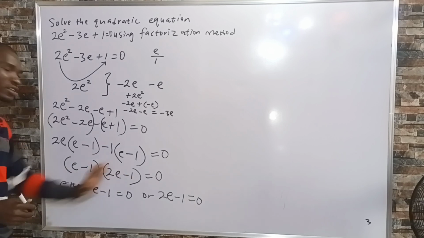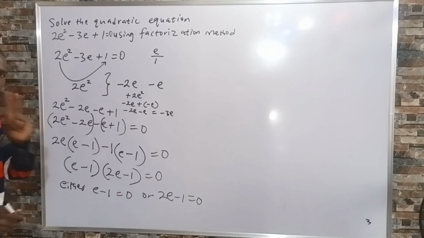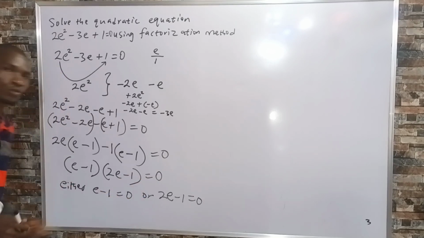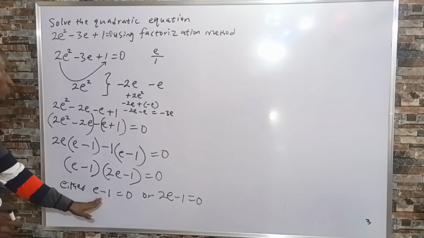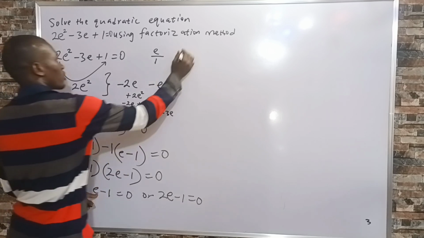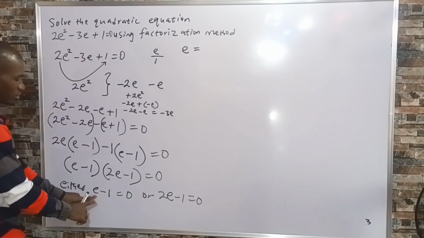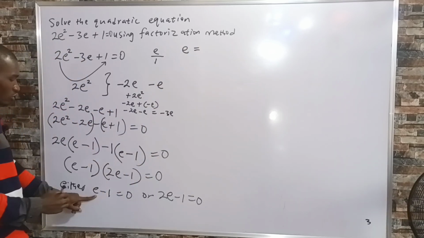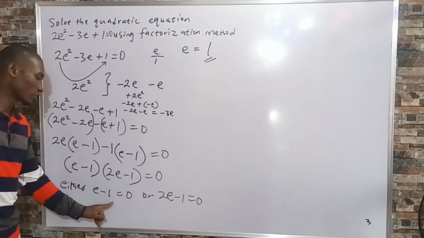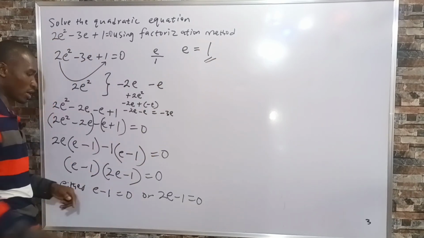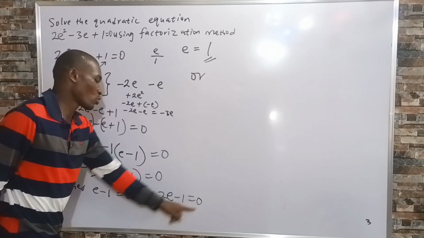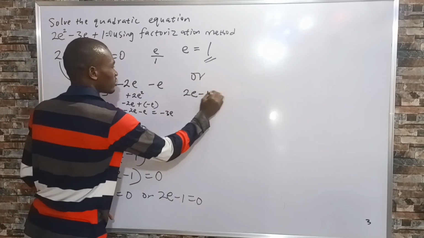When two things are multiplying each other and they're equal to 0, two possibilities are there. Either this one is 0 or the other one in the bracket is equal to 0. That is what I split here. So if e minus 1 is 0, it simply means if we make e the subject, taking negative 1 to the right-hand side of the equation, we have positive 1 as the answer. Or you add 1 to both sides of the equation, you still have that e is equal to 1. Or coming here, 2e minus 1 is equal to 0.